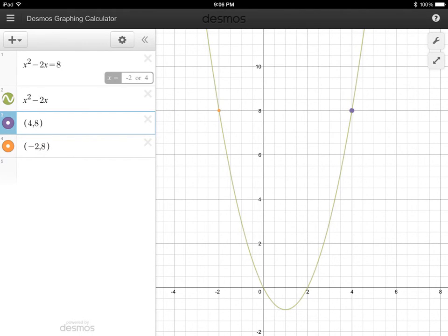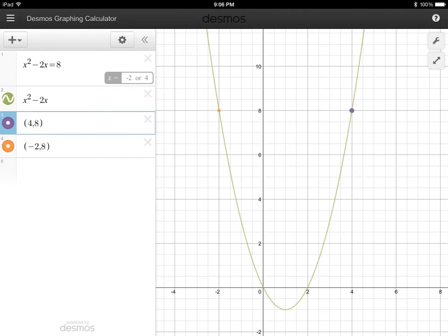So here it is. I went ahead and typed the function in, x squared minus 2x is equal to 8. You see that Desmos gives you the answers of -2 or 4. So that's very helpful of Desmos. So we want to make sure that we can use this as a resource to check our answers. So I know my answers are right.